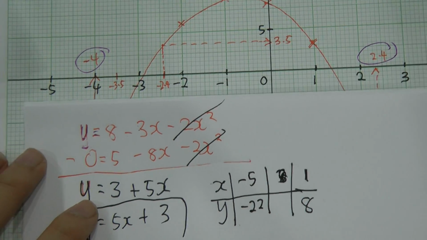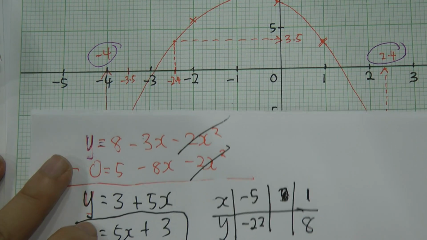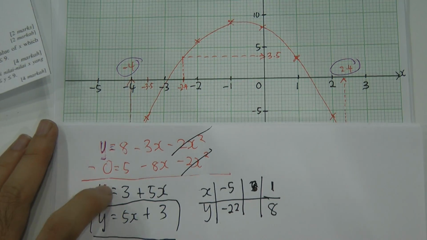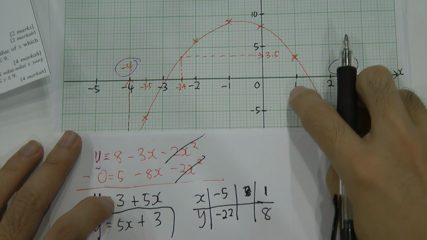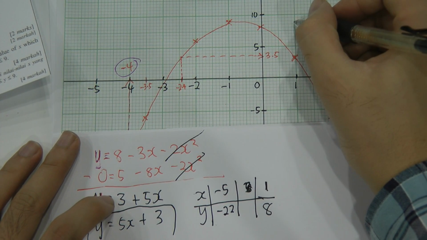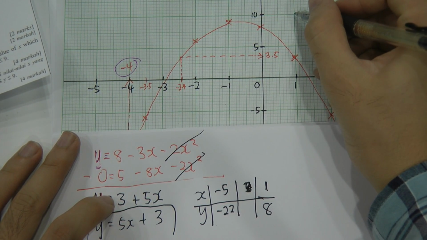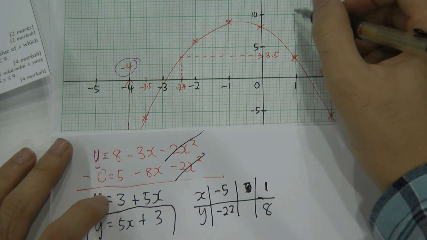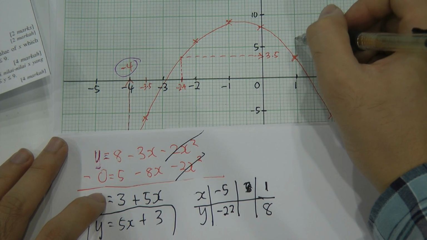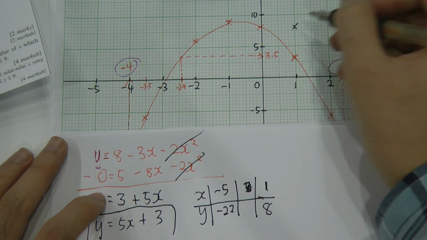After I got these 2 coordinates, very important is I have to plot. So when I plot, when x equal to 1, y will equal to 8. 8 will be somewhere here. This is 5 units, so 6, 7, 8 will be here.